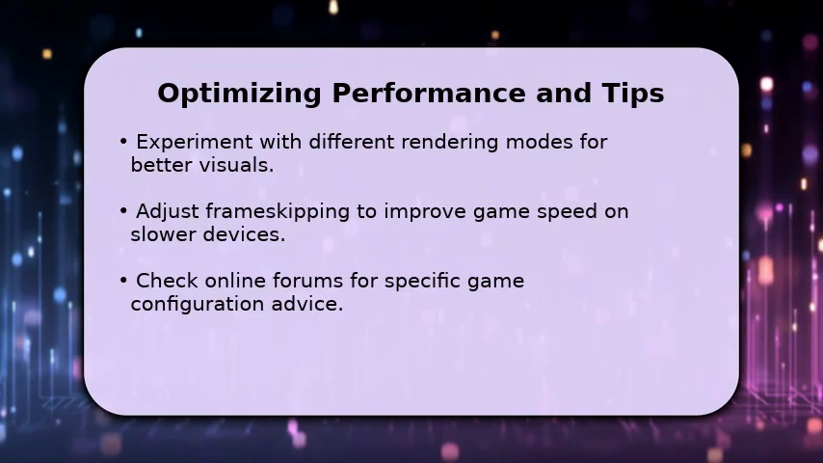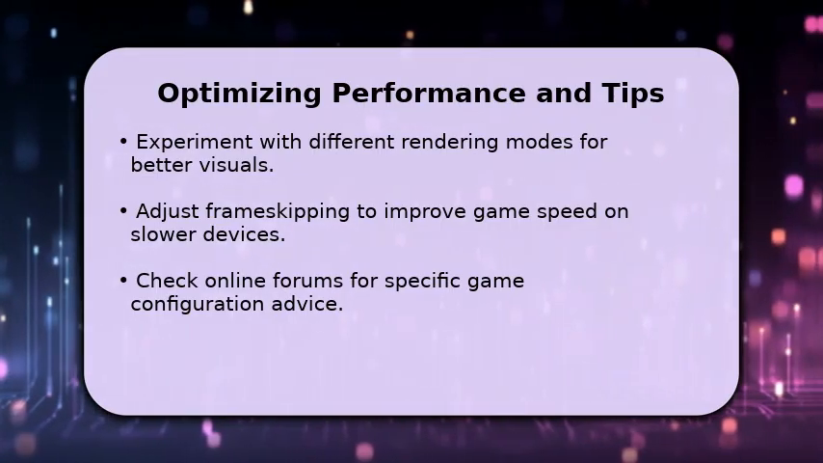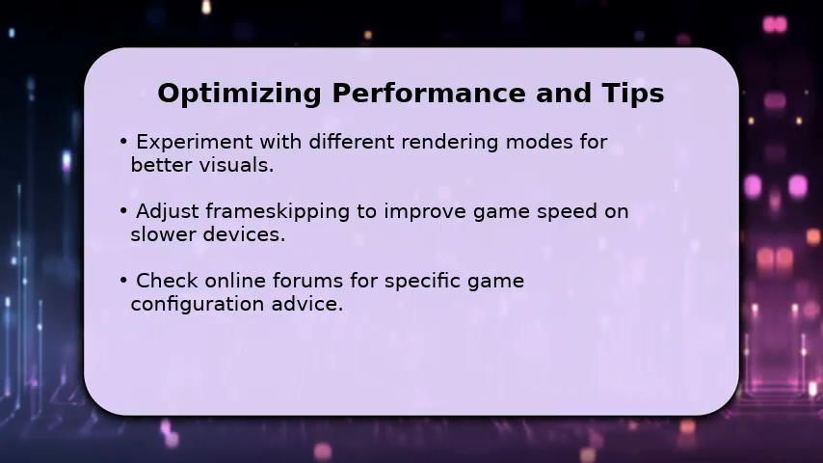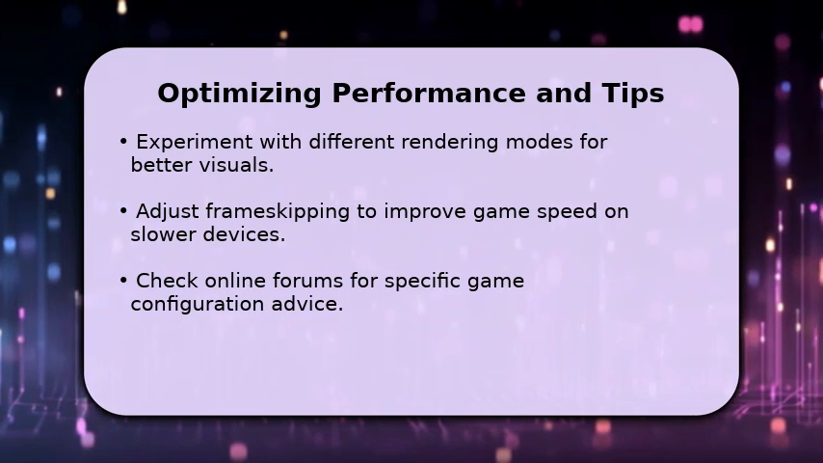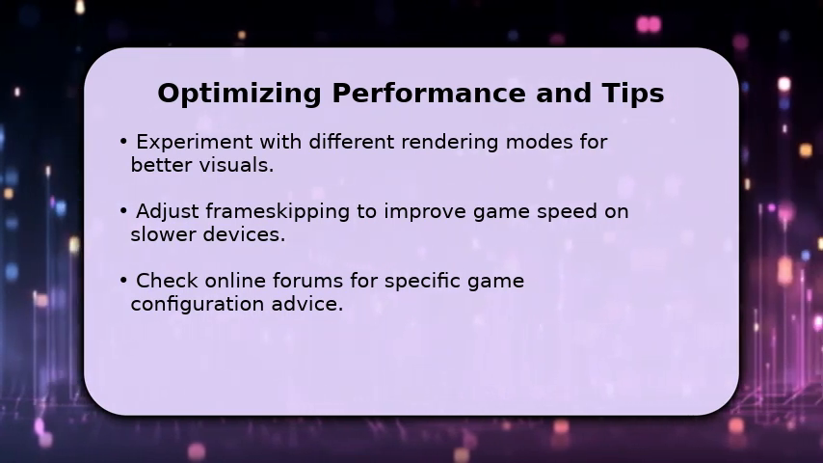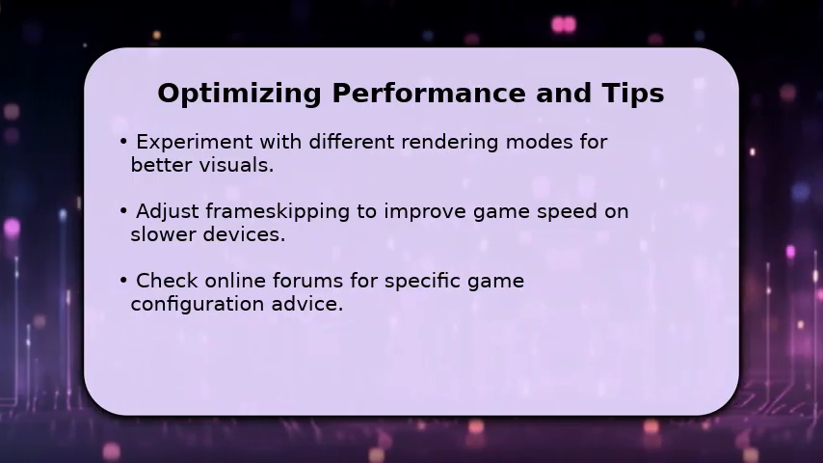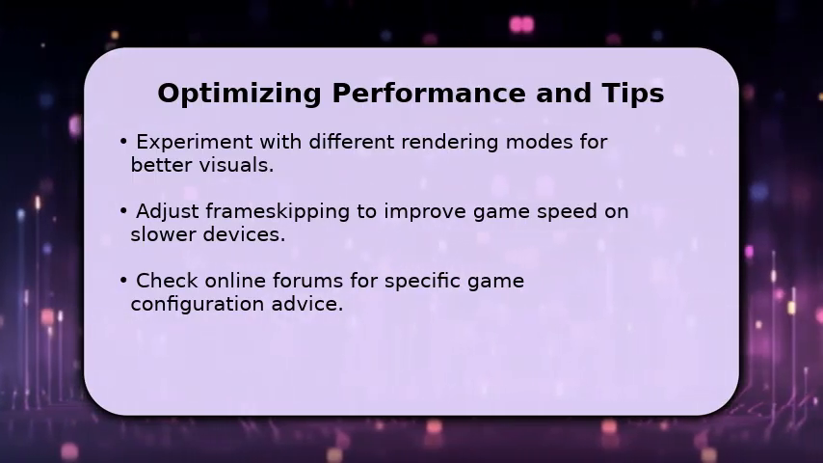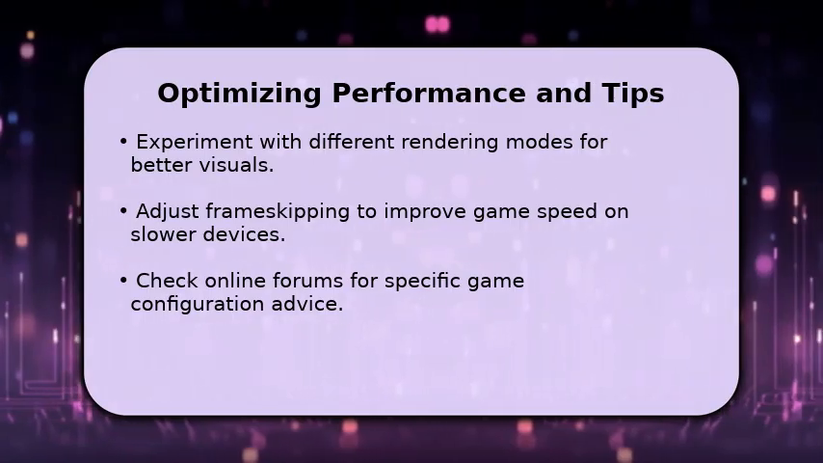For the best experience, you might need to tweak some settings. Try changing the rendering backend between OpenGL and Vulkan to see which performs better on your hardware. If the game runs slowly, enable frame skipping, starting with 1 or 2 frames. Many online communities offer specific configuration guides for Resident Evil 4, so do not hesitate to consult them for advanced tips.